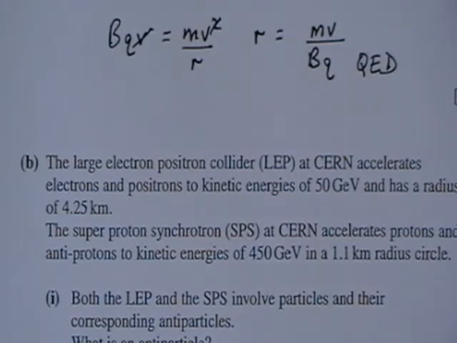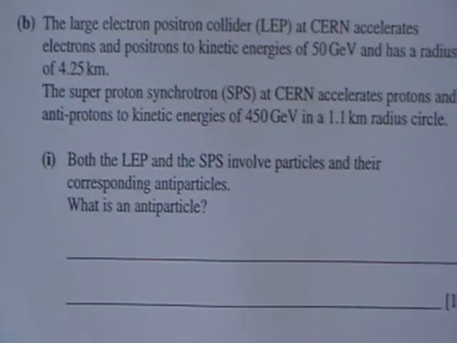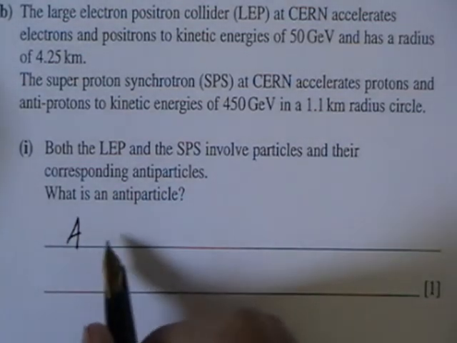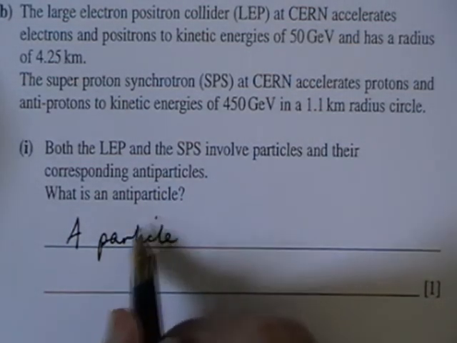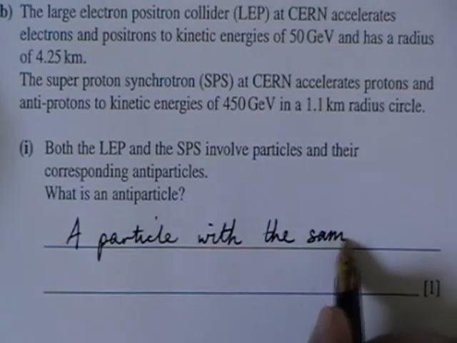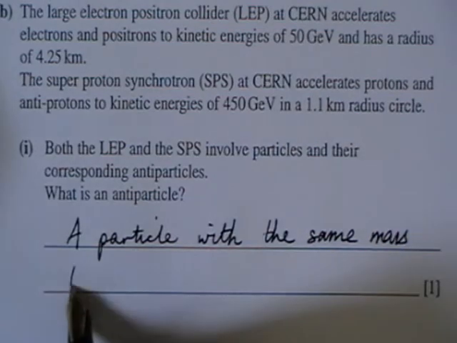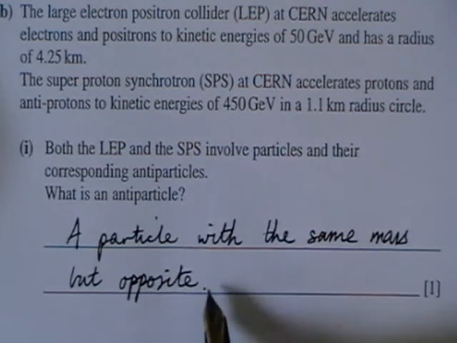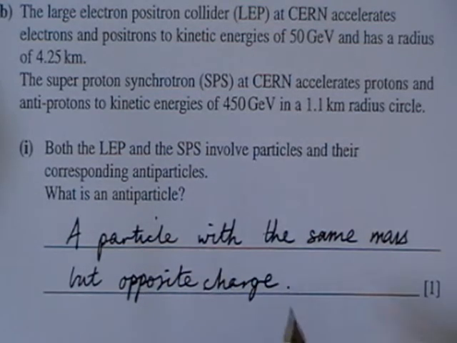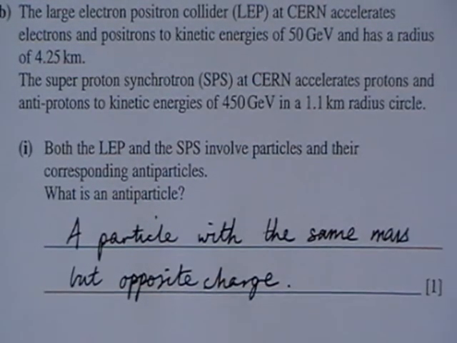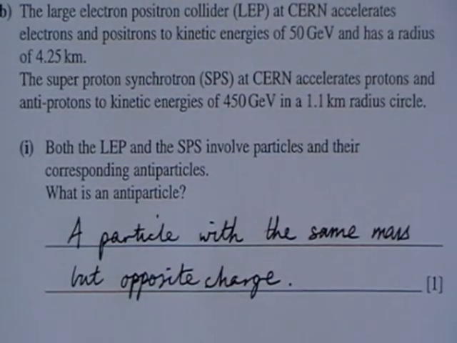What is an antiparticle? Well, an antiparticle is a particle which has the same mass but an opposite charge. Now there are other properties which will be different as well, but it's essentially the charge which we use at A level to distinguish the antiparticle. So a particle with the same mass but opposite charge, or an identical particle with the opposite charge.